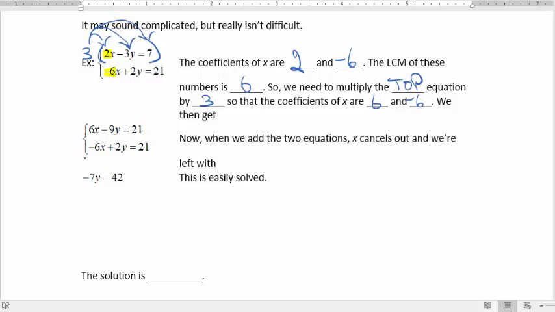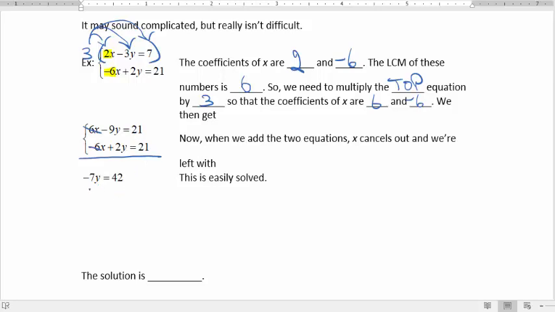And now I can just add these two equations up. When I add these two equations up, 6x and negative 6x cancel each other out. Negative 9y plus 2y gives me negative 7y, and 21 plus 21 equals 42. So you're just adding the like components, right? I added the x's, they canceled. I added the y's, they gave me negative 7y. I added the 21 and 21, and I got 42.